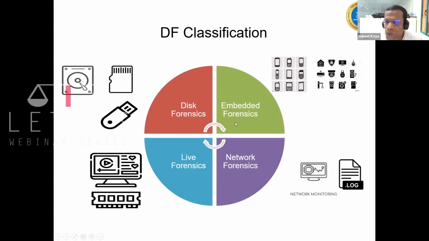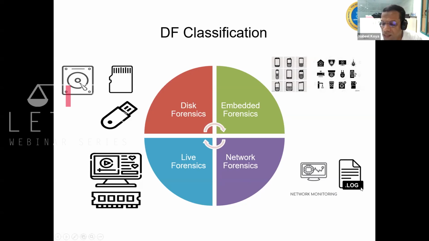If you look into the classification, there might be other standards of classification, but this is one which is available from the NIST standards. One is disk forensics. As we mentioned earlier, we have a storage media, and even when the power supply goes, you can recover the data. That is the disk forensics part. In live forensics, you need to get the data in its own condition itself. You cannot switch off the machine, or the data is gone forever.